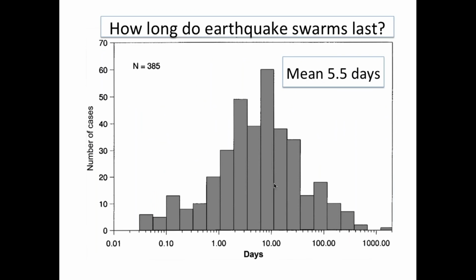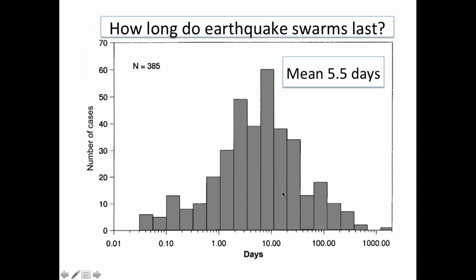So, okay, I just told you we had this very short one, 5 hours. So a basic question you might ask is, how much time do we have? How long do these sequences typically last? So here's a histogram. It's fairly robust. It's based on a sample of 385 swarms. It's got number of cases as a histogram, and this is log of the number of days. So it's a log axis on the horizontal scale. So this bar here is from 1 to 2 days, 2 to 4, 4 to 8, 8 to 16, etc. So it's a log scale.